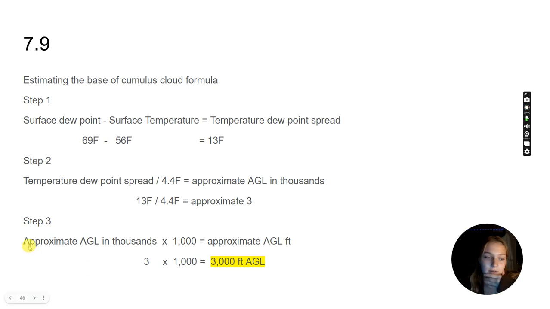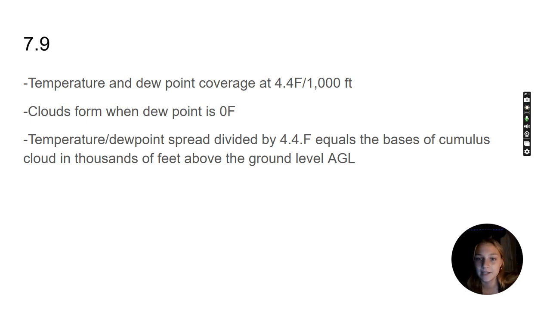And since you want the real number, you just multiply that by 1,000, and you get 3,000 feet above ground level of where the cumulus cloud will form. Okay? And just to explain that, the temperature and dew point converge at 4.4 degrees Fahrenheit per 1,000 feet. So that's why it's in the equation. Clouds will form when the spread is 0 degrees Fahrenheit. So temperature/dew point spread divided by 4.4 equals the base of a cumulus cloud in thousands of feet above ground level, AGL.